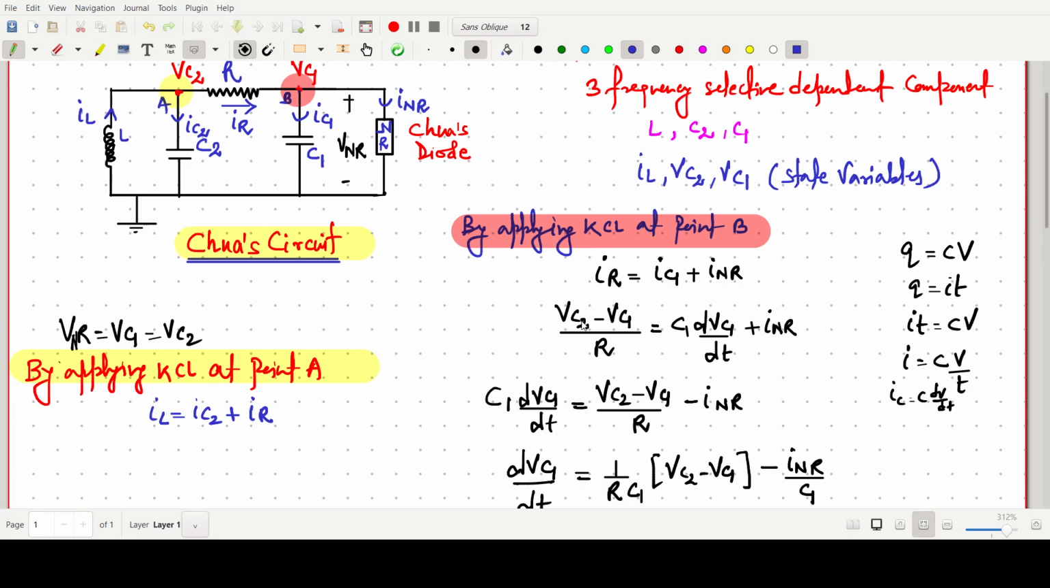Now IL, we make it IL because for the inductor these are the state variables, IL. So IC2 will be C2 dVc2 by dt plus IR. This current will be simply Vc2 minus Vc1 by R.